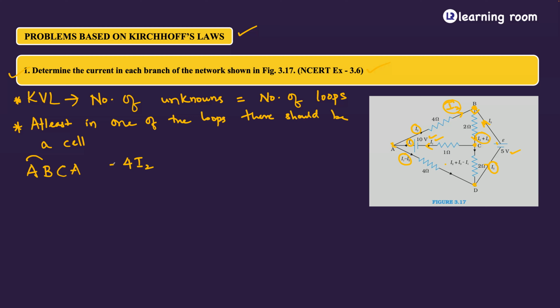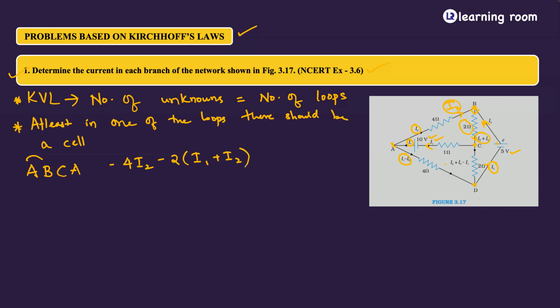Similarly, when you go from B to C, what is happening? So B to C, there is a resistor of 2 ohm. So how much is the potential drop? Minus 2 into I1 plus I2. Why did I take minus? Because again, we are going in the direction of current.